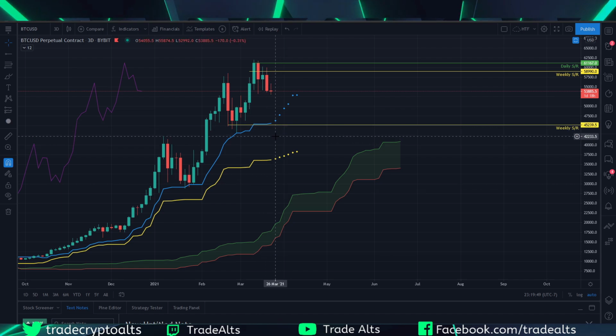Your Tenkan lines up perfectly with this weekly level. Like this only tells me even more so that this is a major level. So 45,000, honestly, Bitcoin looks like we... and I know there's that options expiry going on this week, on Friday, that a lot of people are talking about. There's a lot of crazy stuff that can happen.